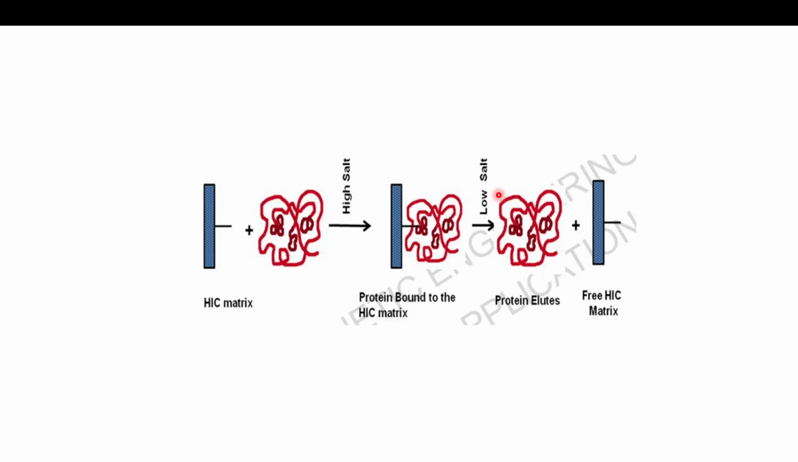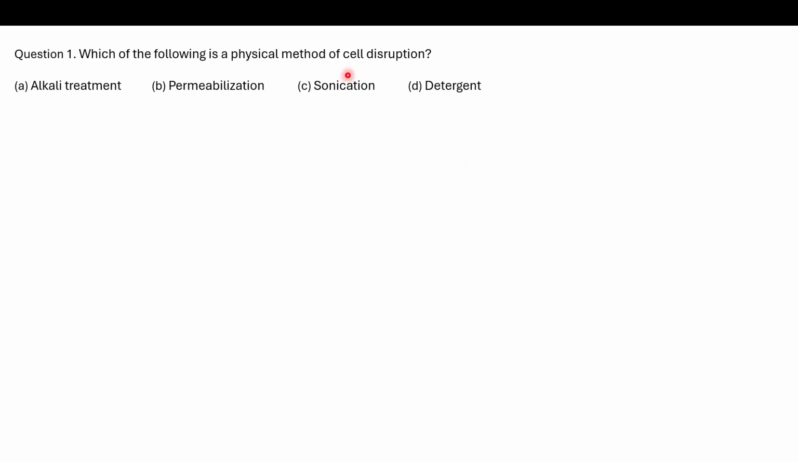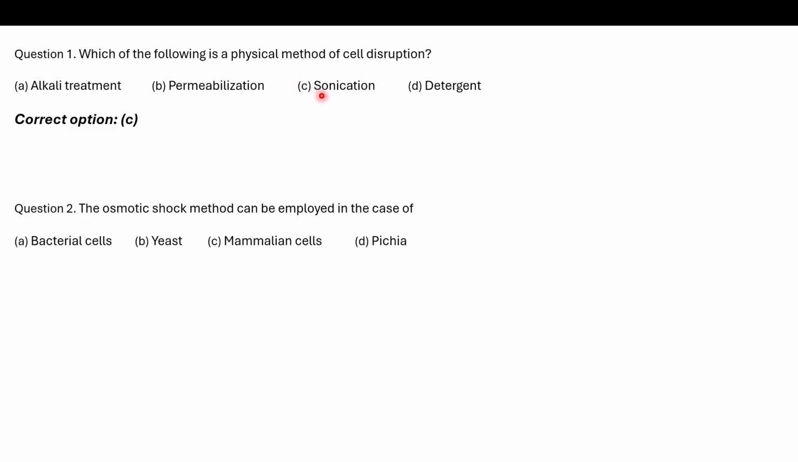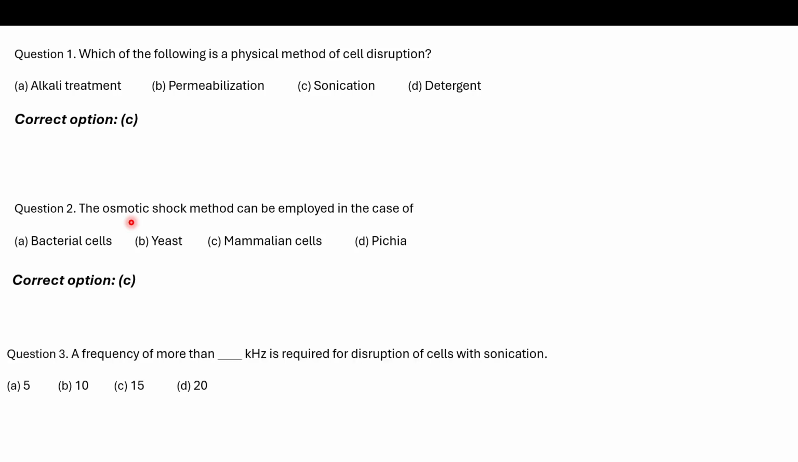Now let us look at some sample questions. Which of the following is a physical method of cell disruption? The answer is option C, because the others are chemical: this is permeabilizing, this is alkali treatment. We are talking about a physical method of disrupting cells, which is sonication. We looked at the osmotic shock method, which can be employed in cases where the cells lack a cell wall. So the option will be option C.